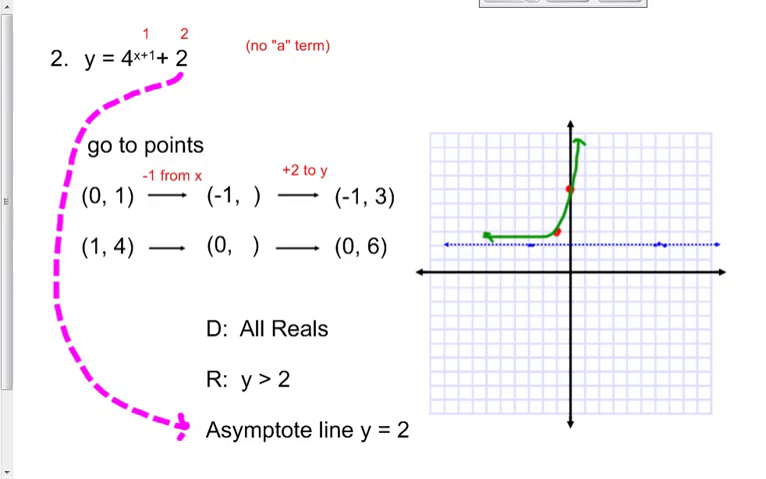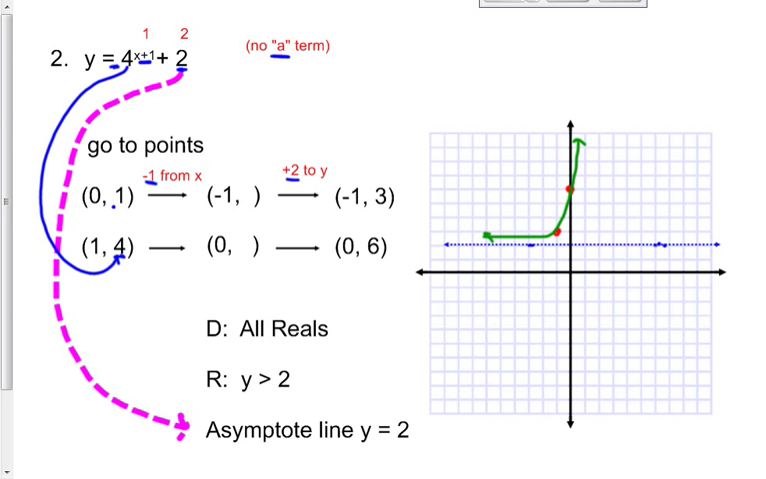Your next example, I'm adding in another shift. y equals 4 raised to the x plus 1, and then plus 2. So the first thing we'll have is an x shift. Again, it says x plus 1 on the top, which means we will be doing minus 1 to the x-coordinate. We do not have an a term, so I don't multiply my y-coordinate by anything, and I will add 2 to the y value. So let's start with the x's. First of all, my go-to points are (0, 1) and (1, 4), 4 because we are in base 4.